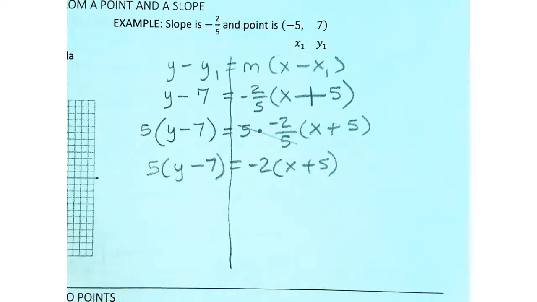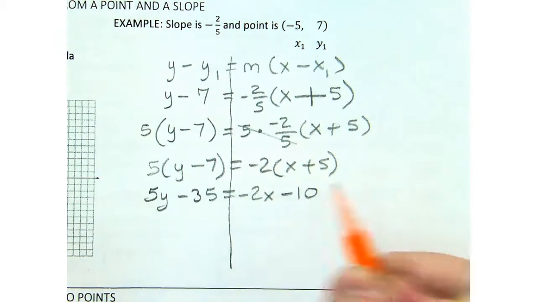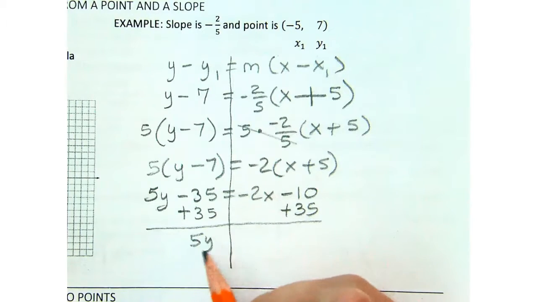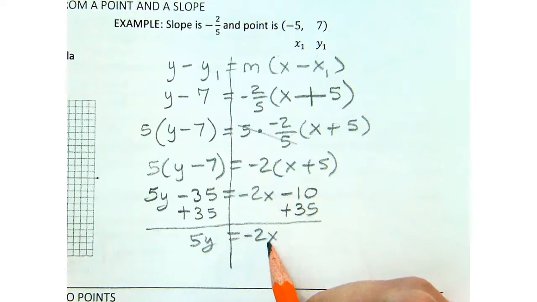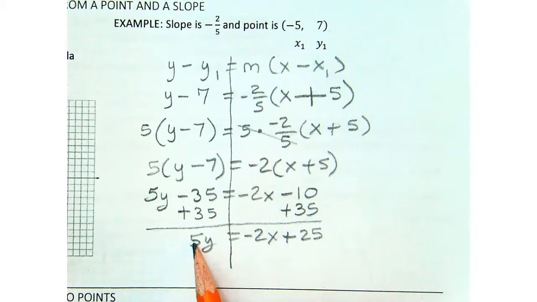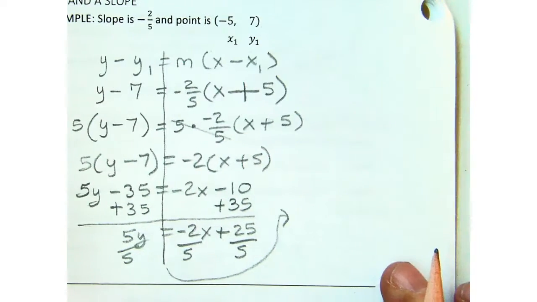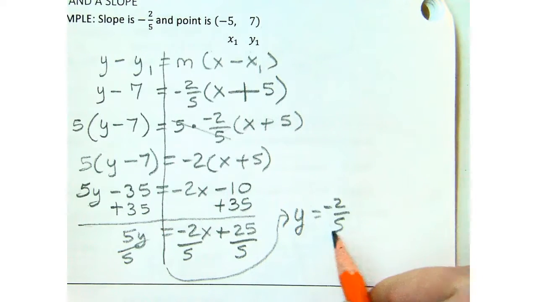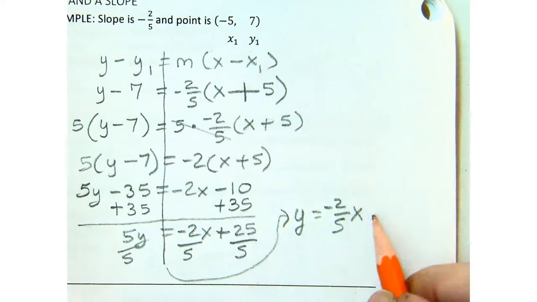Now distribute both sides of the equation. Add 35 to both sides of the equation. This gives us 5y equals negative 2x plus 25. Finally, divide both sides of the equation by 5. This means to divide every term by 5. The slope-intercept form of the equation is y equals negative 2/5 x plus 5.